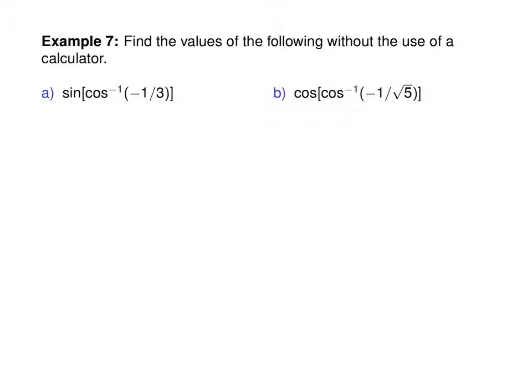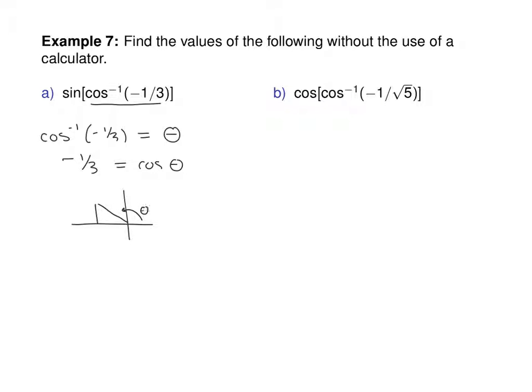Okay. So another one of those weird triangle things. So sine of cosine inverse of -1/3. So here you've got cosine inverse of -1/3. So if I say, okay, cosine inverse of -1/3, that gives me some angle. So -1/3 is cosine of that angle. So I'm going to draw my triangle in this quadrant. That's my theta.